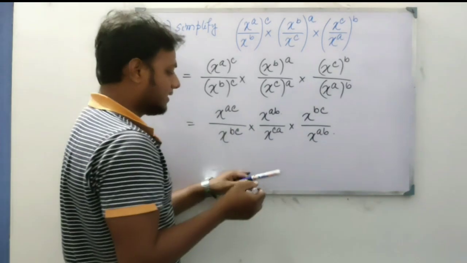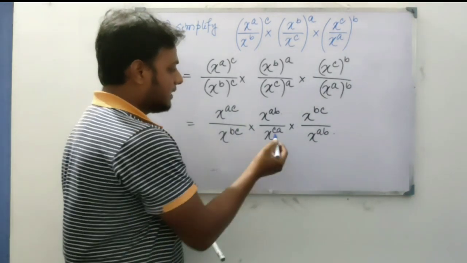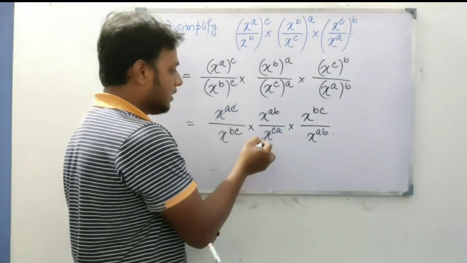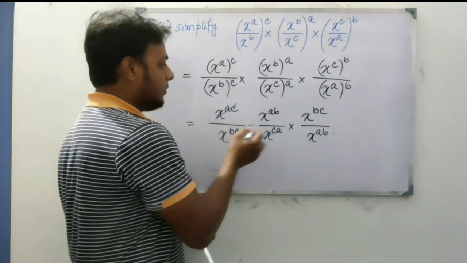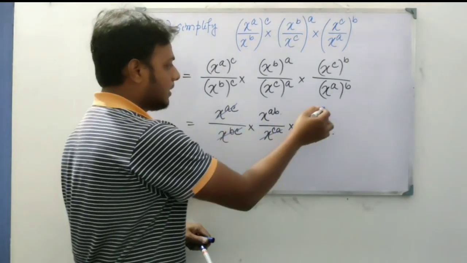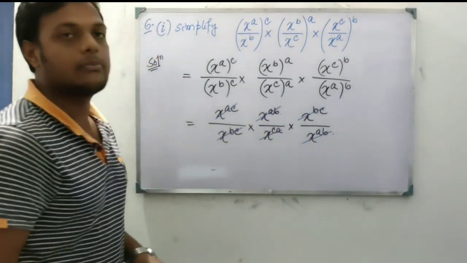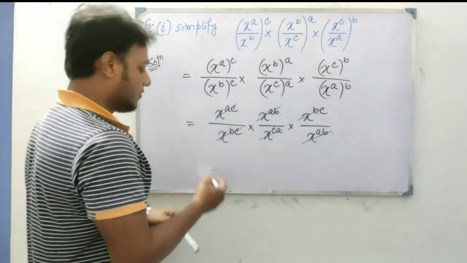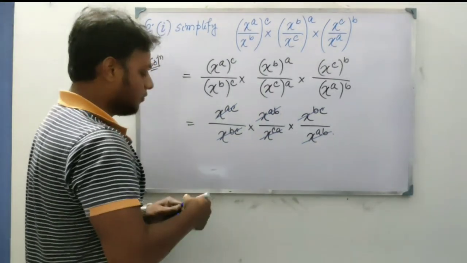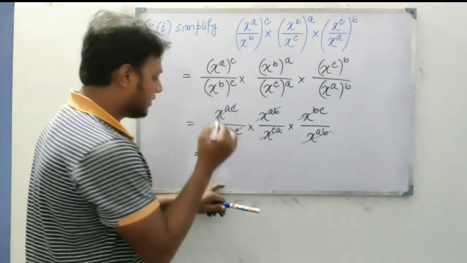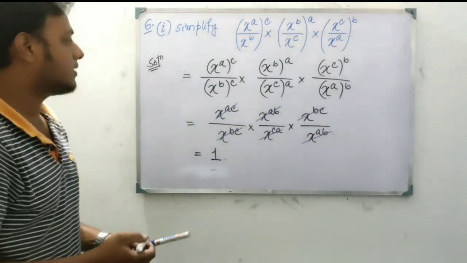x to the power ac is there and x to the power ca is there. ac and ca same thing, so we can cancel out over numerator and denominator. x to the power bc, x to the power bc same thing, so we can cancel this, and x to the power ab, x to the power ab. So all the terms are cancelled out. So the ultimate answer is 1. In the case of division, the answer will come 1. So this completes the first solution, 6-1.